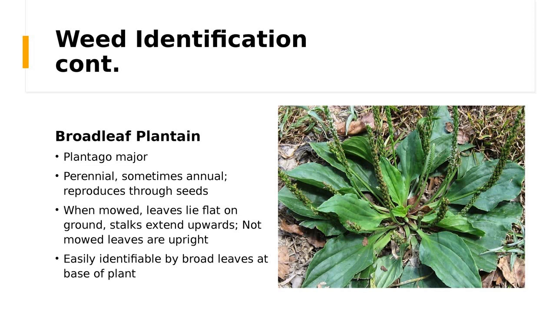This is a broadleaf plantain, Plantago major. It's a perennial, sometimes an annual. It reproduces through seeds. When mowed, the leaves lie flat on the ground. Stalks extend upwards. When it's not mowed, the leaves are more upright. So you'll see them, they're kind of praying to the sun. Also, you'll notice that their leaves are kind of twisty and curly. That's also another indicative way to identify them. But they're very easily identifiable due to the broad leaves at the base of the plant.